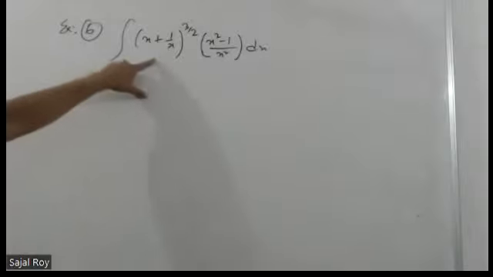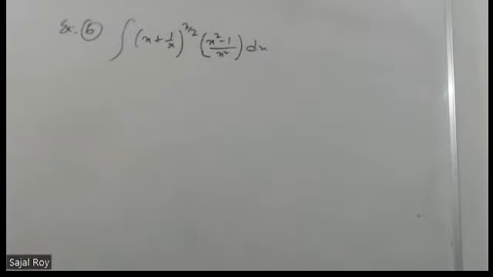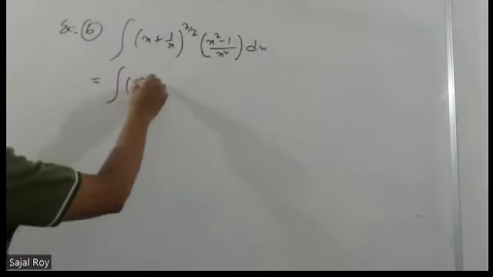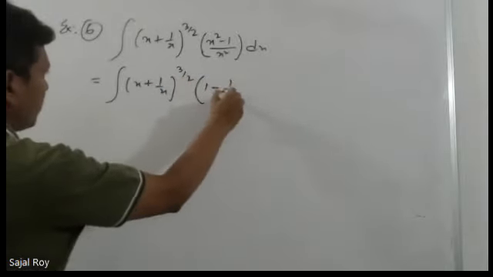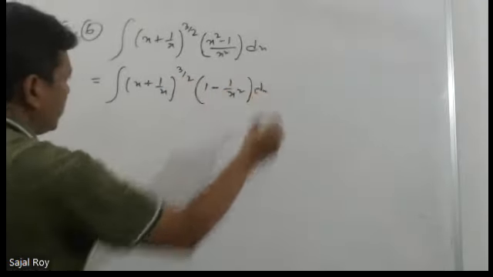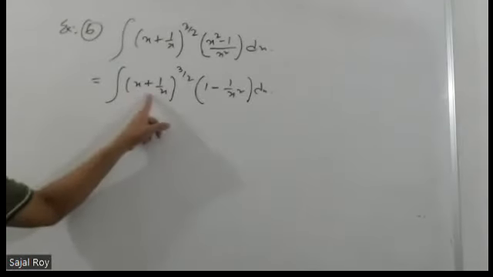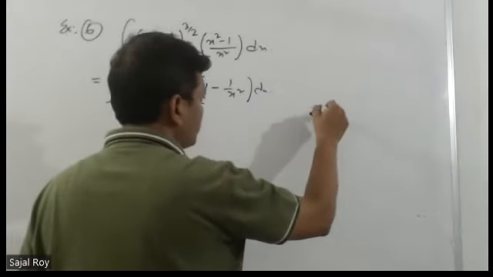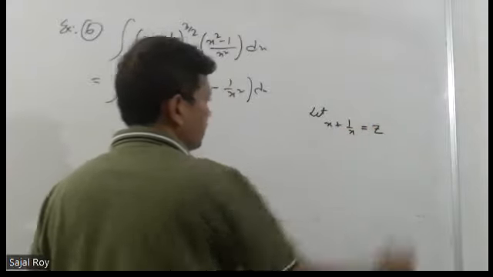So x plus 1 by x to the power 3 by 2 and x square minus 1 by x square. So we can write this one in this form. So remember this and this. This form is very useful. So suppose you substitute some z.